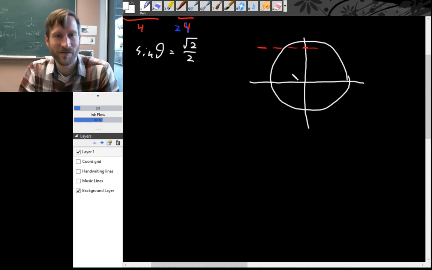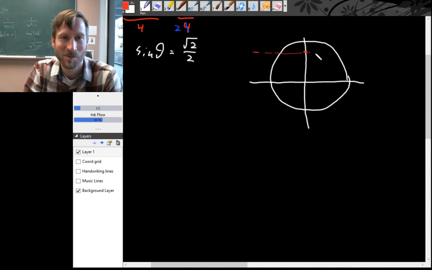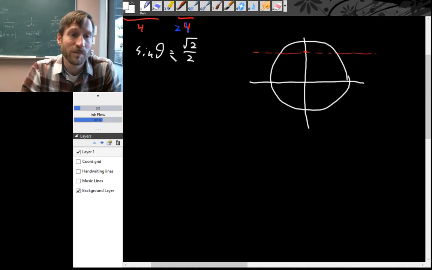I'm sorry, I've made a horrible mistake. Root 2 over 2 is not about 0.8, it's about 0.7. So I should move this down a little bit, more like this. Okay. All right, so root 2 over 2 is a pretty familiar value of sine, so you probably know an angle right off the top of your head that has a sine of root 2 over 2, and it's pi over 4.